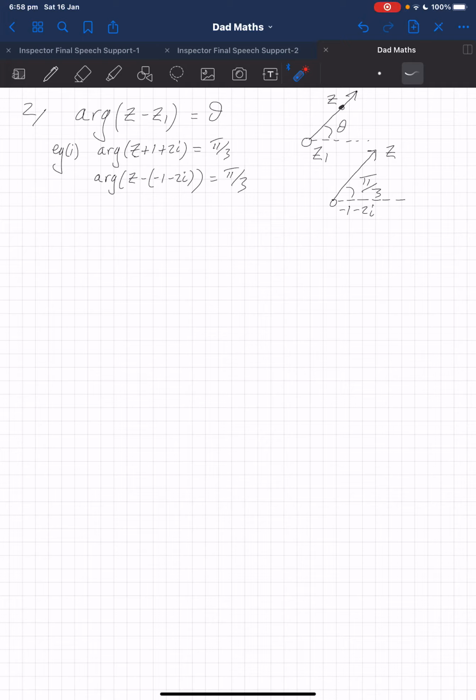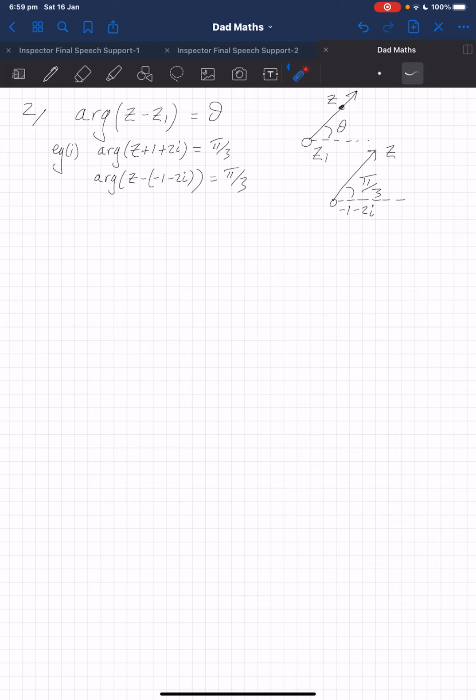This second video on complex numbers loci is looking at a statement like this: argument of z minus z1 equals theta, where z1 is a constant complex number, theta is a constant angle, and z is a variable. What it gives us is the half line that starts from z1 and makes an angle of theta with the real positive axis, anti-clockwise.